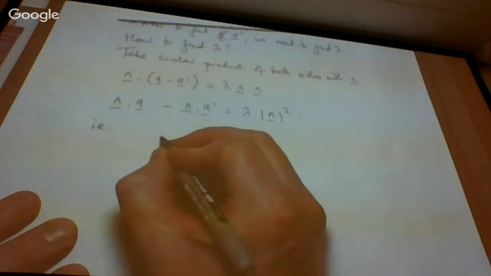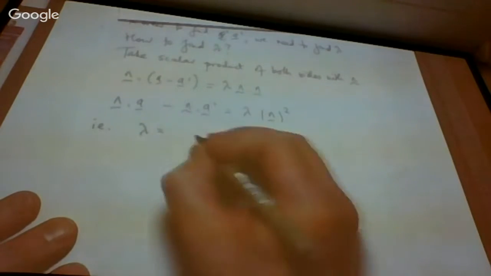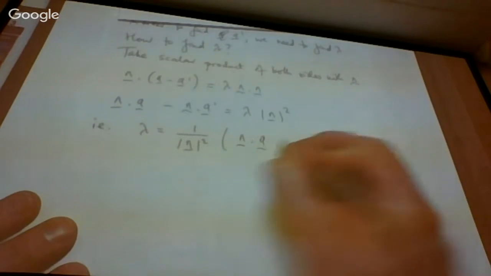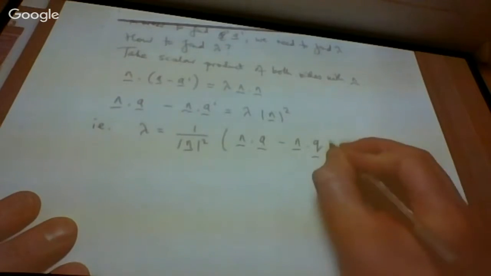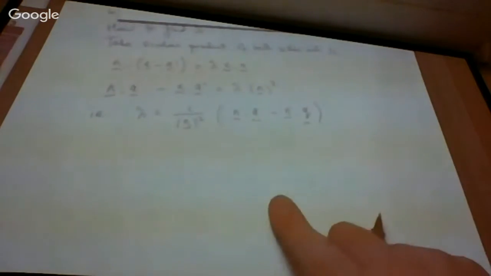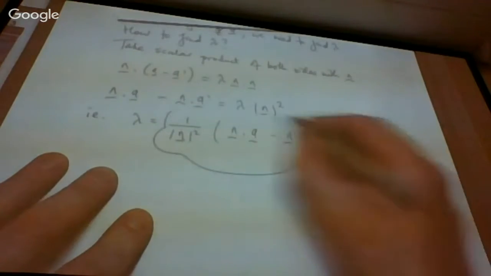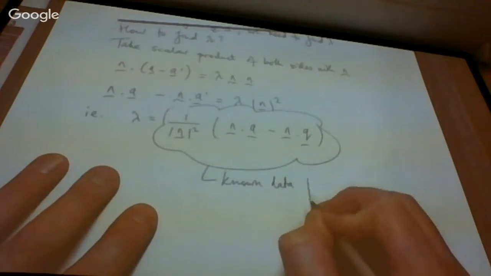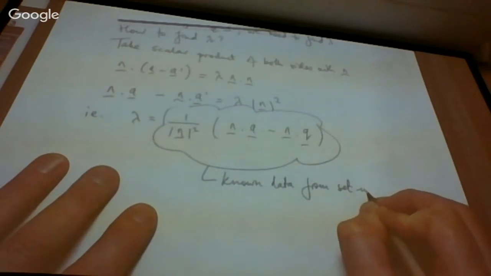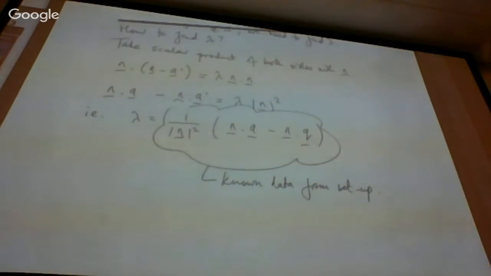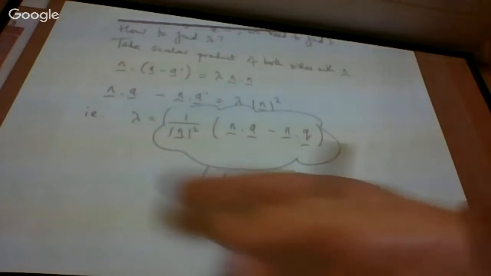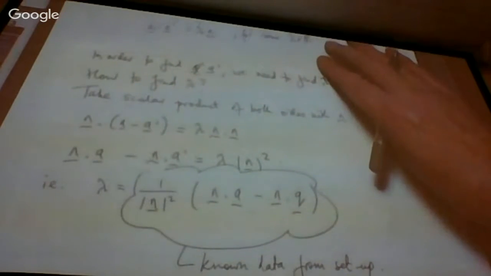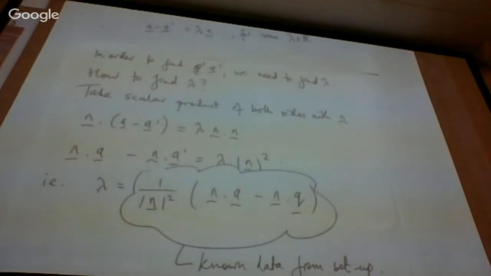So, i.e., lambda will be equal to 1 over the norm of n squared times n dot a, that will be known to us, minus n dot q. So everything here is known data from the setup. Okay, so you can just calculate that, and then you know lambda. Lambda, remember, look at the top of the screen, lambda was the multiple of n which gave you a minus a prime.